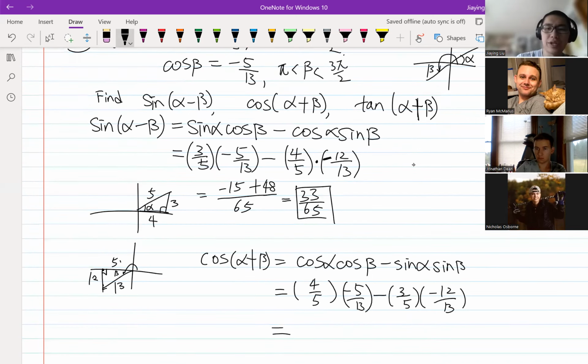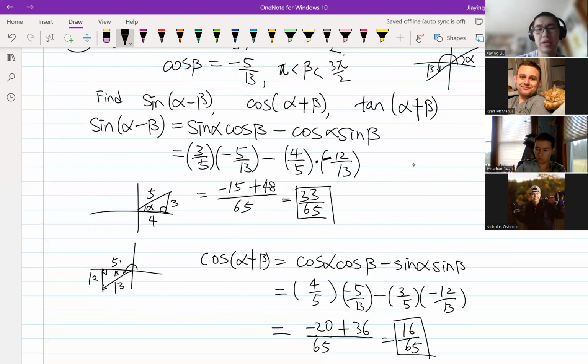If we are careful here, we can find the sum. 5 times 13 is 65. So we get -20 minus 3 times -12, so that's positive 36. We get 16/65 at the end. So that's cosine alpha plus beta.